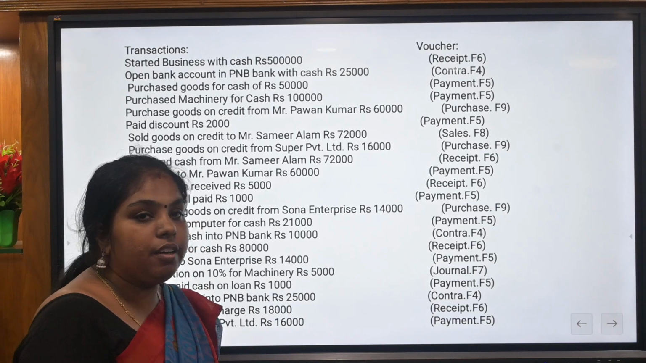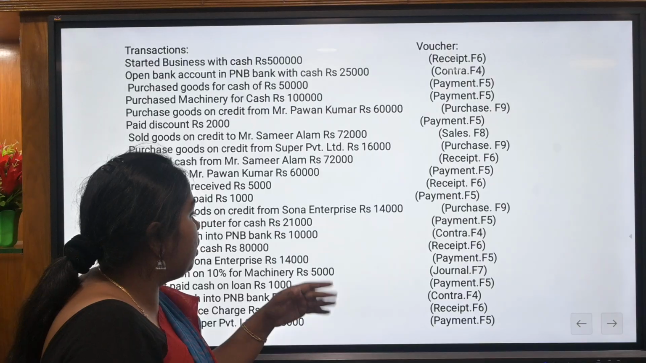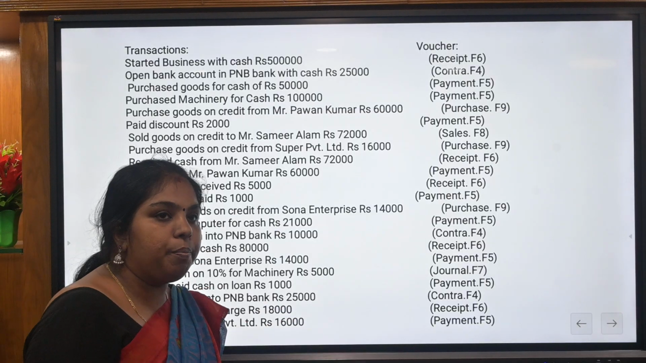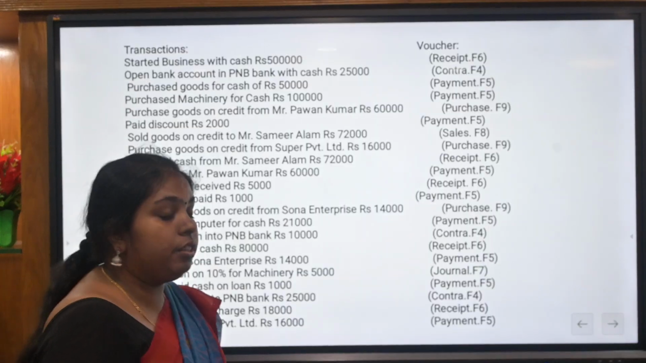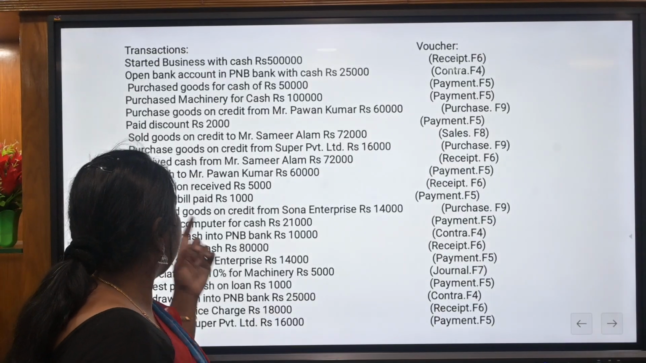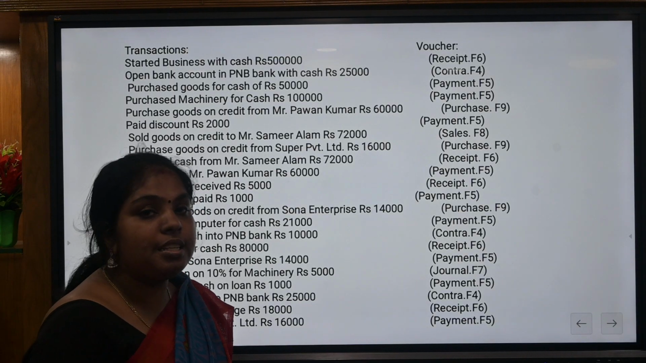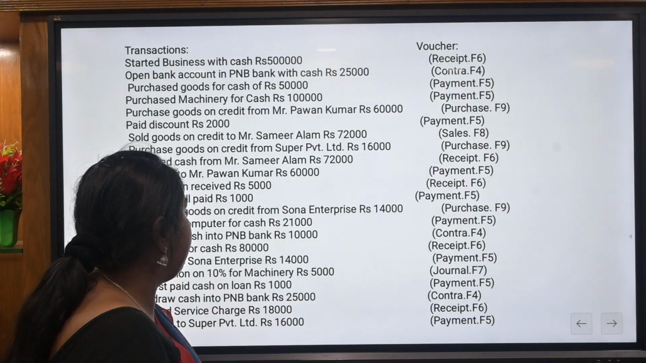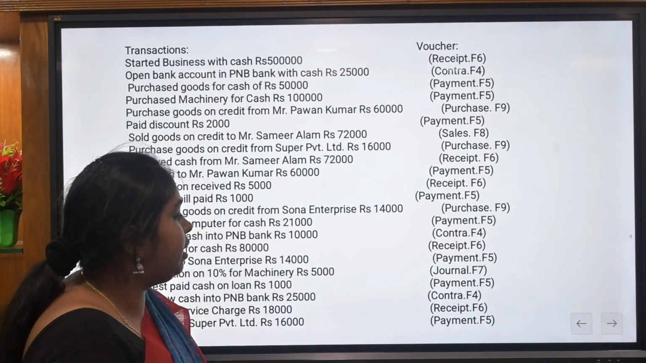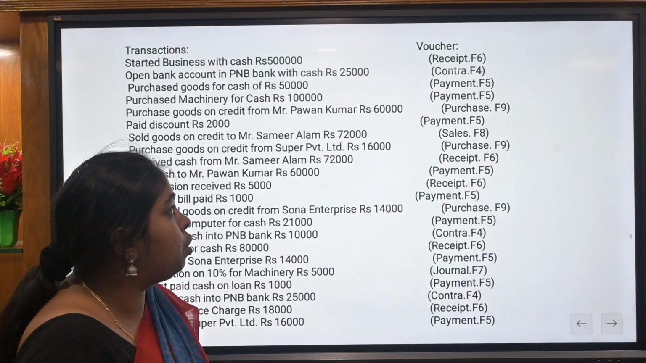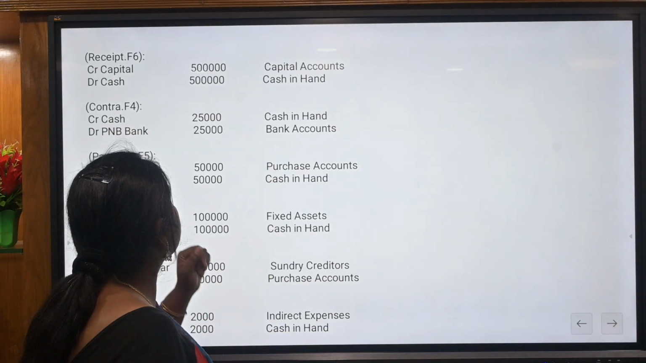Then interest paid in cash on loan. We have paid the interest in cash, there comes payment. Then withdraw cash from bank. We have withdrawn cash, cash account after to bank, so the voucher will be contra F4. Then received service charge rupees 18,000. We have received cash, so receipt F6. Then paid cash to Super Private Limited rupees 16,000. We have paid cash, belongs to payment. So these are the vouchers.